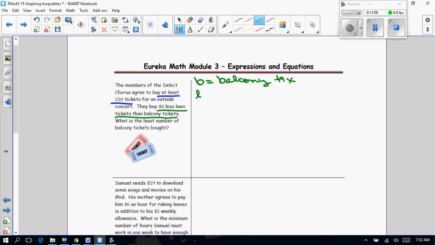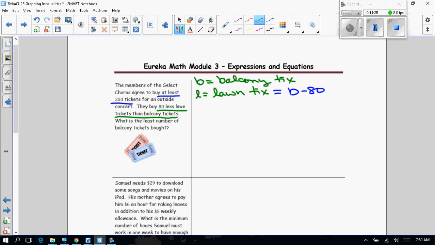And we have lawn tickets, right? So I've got the 2 different types of tickets, and we know that it's going to be greater than or equal to 250. I'll get into that in a minute. I also know that the lawn tickets are 80 fewer than the balcony tickets. So if I'm using B for balcony tickets, lawn tickets is actually the balcony tickets minus 80. However many I got of those, subtract 80 from it, and that's how many lawn tickets I have.